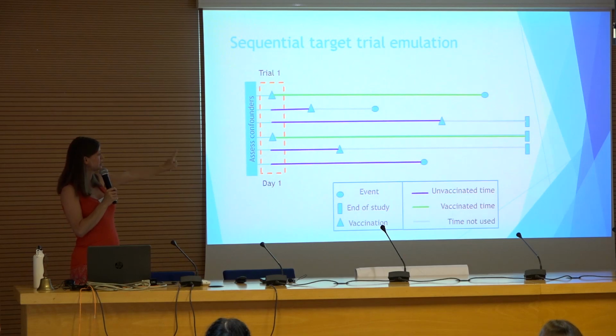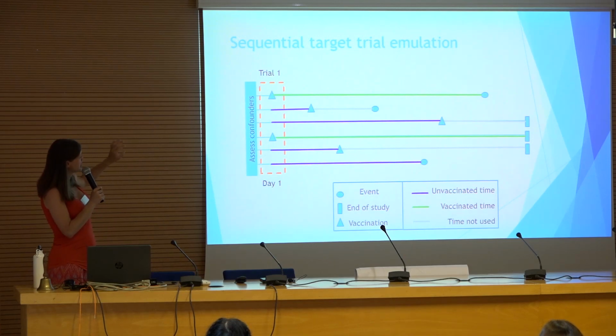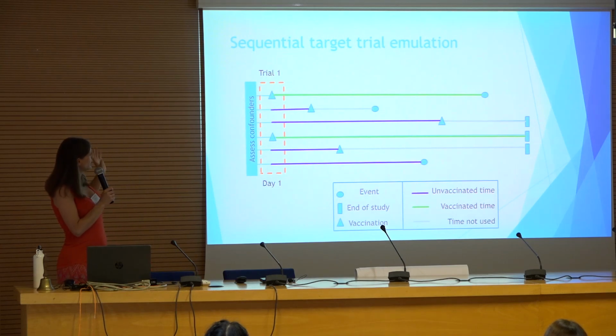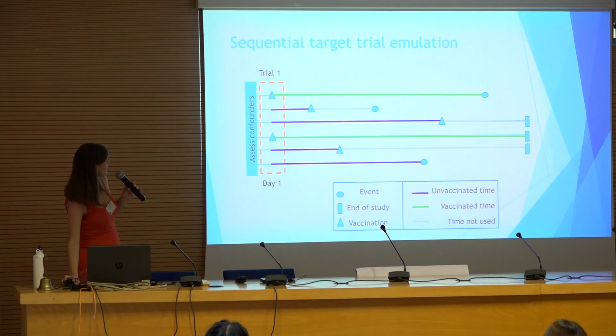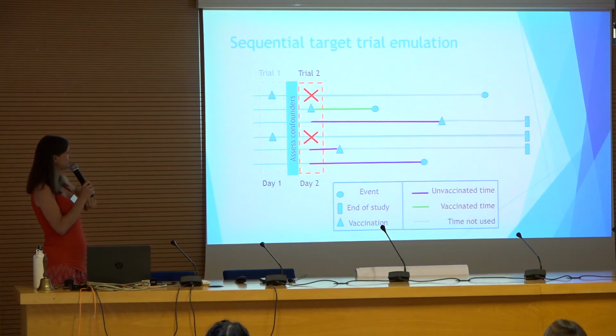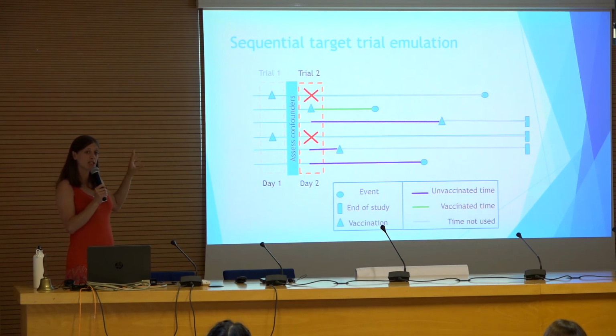So the grey is the time that's not being used. In particular, people who start off unvaccinated and become vaccinated, there's a lot of follow-up time that we could be using that we're not using. So how are we going to make the best use of that data? Well, we're just going to do another trial. We're going to put trial 1 to one side, keep that data, and we're going to start another trial, trial 2. Now, I'm going to reassess people for eligibility.